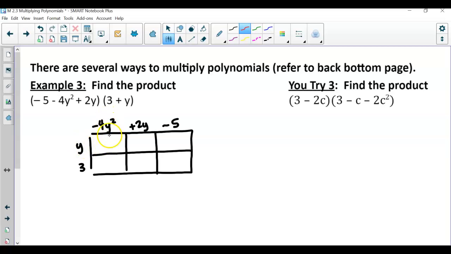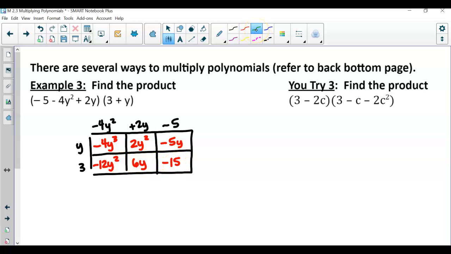Negative 4y squared times y, negative 4y cubed. 2y times y, 2y squared. Negative 5 times y, negative 5y. Now the bottom, negative 4y squared times 3, negative 12y squared. 2y times 3, 6y. Negative 5 times 3, negative 15.